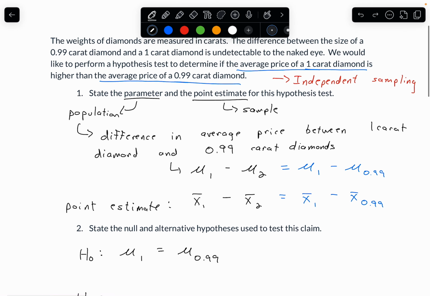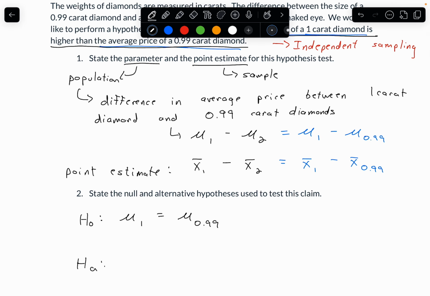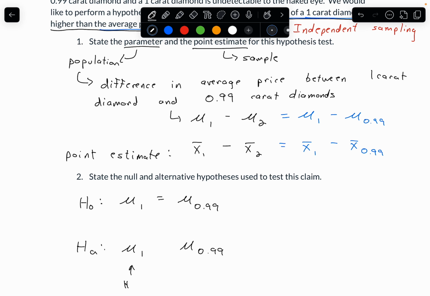So then the alternative hypothesis is going to depend on the language or the claim that's being made in the problem. So we said we want to determine if the average price of a 1 carat diamond is higher than the average price of a 0.99 carat diamond. So here we're going to talk about the population average price of the 1 carat diamonds and the population average price of the 0.99 carat diamonds. And what we want to say is, is that average price higher? Meaning, is that value greater than that value? So is it greater than the average price of the 0.99 carat diamonds? So in this case, we're doing a one-tailed test. We're saying mu sub 1 is greater than mu sub 0.99.